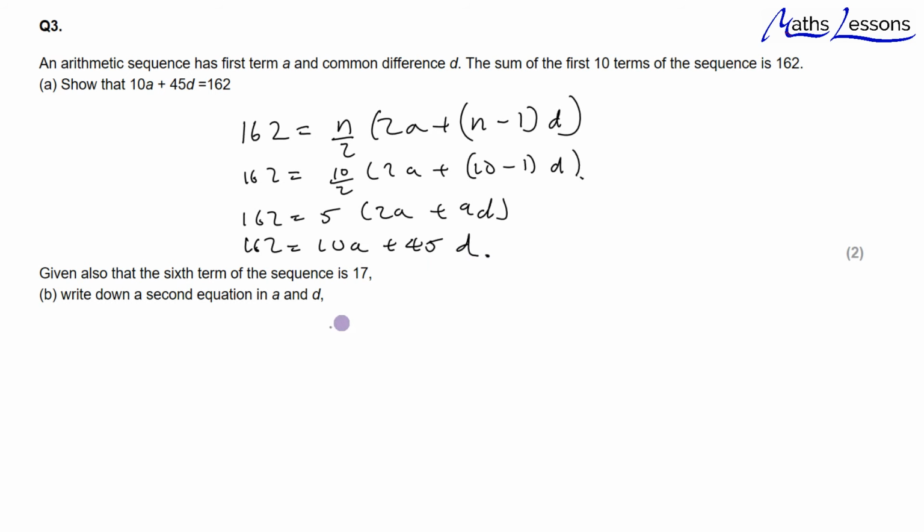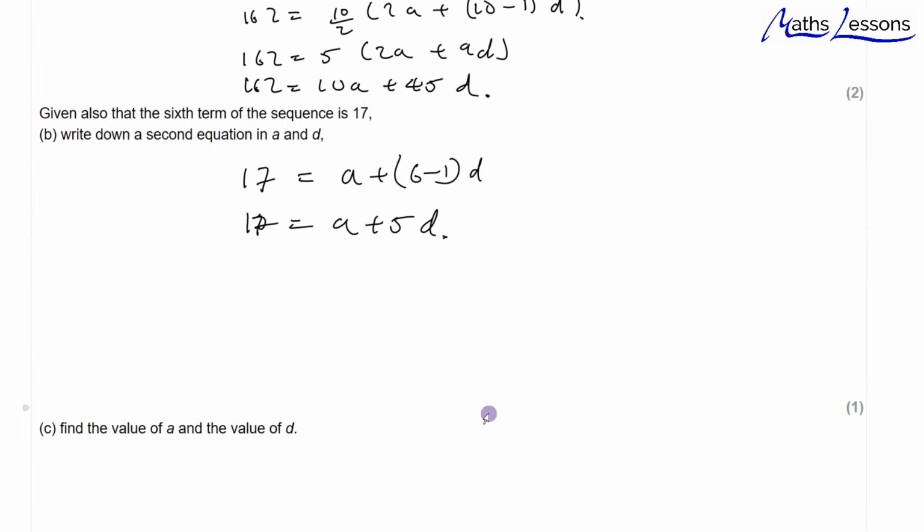And guess what's going to happen in the second half of this question? So we know the sixth term. So the sixth term is equal to a plus 6 minus 1 lot d. So 17 equals a plus 5d. Find the value of a and d. Probably saw that one coming up. Let's give you 2 minutes to have a go at that.